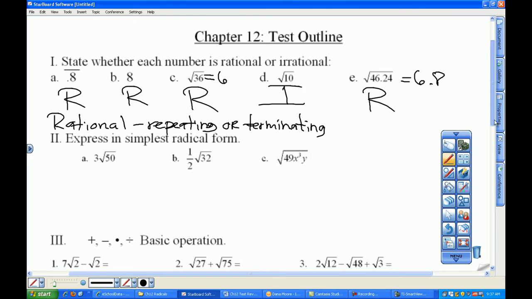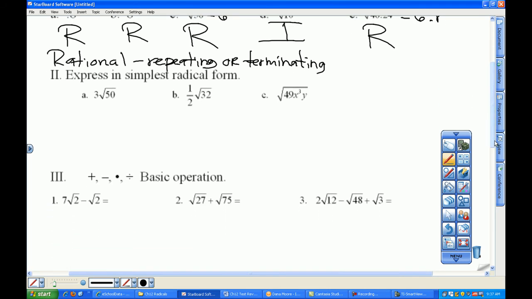Roman numeral 2 here, expressed in simplest radical form. This is simplifying radicals, which is a huge part of this chapter. Perfect square that goes into 50 is 25. 50 is 25 times 2. When I take the square root of 25, the radical sign goes away. And 3 times 5 is 15, so that's 15 radical 2.